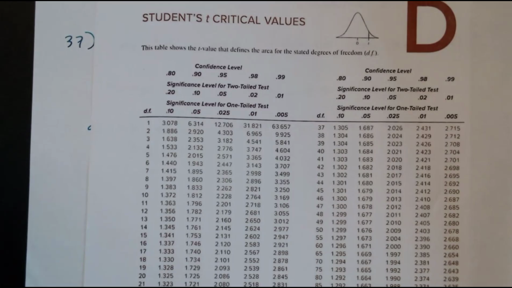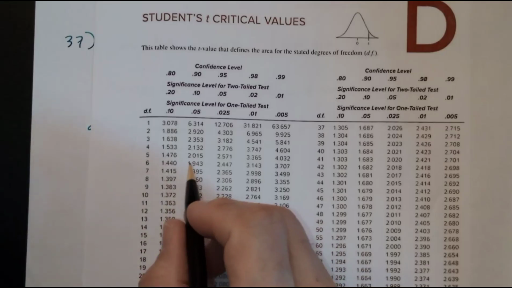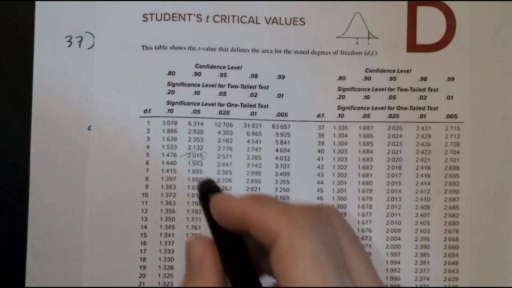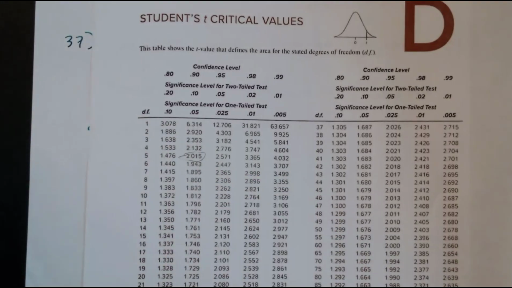I wanted alpha equals 0.10. Which number do I need for my critical value? It would be the 0.1 column, but then it would give you 2.015 because of the degrees of freedom, n minus 1. My degrees of freedom come into play. I had 6 samples. My degrees of freedom is 5. So the critical number I want is 2.015.